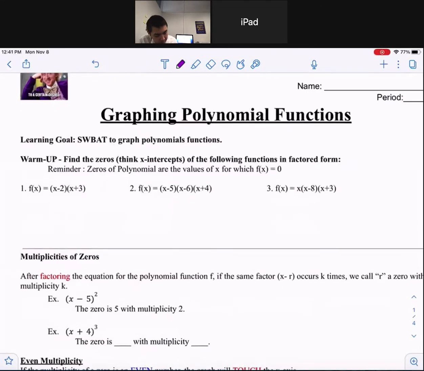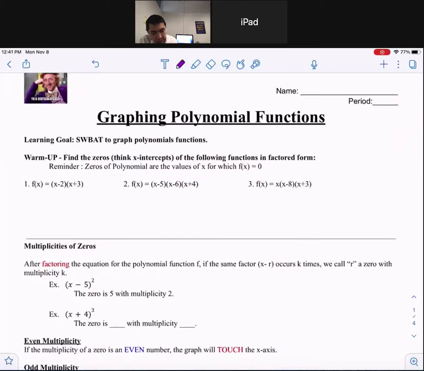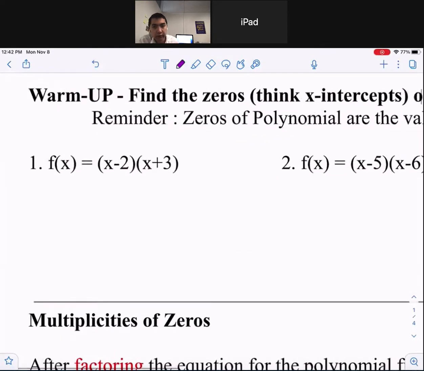So first, warm up: find the zeros of each one. Learning goal: students will be able to graph polynomial functions. So the first part is, can you identify your zeros? Remember, to find your zeros, it's basically what value of x would make both of these 0?